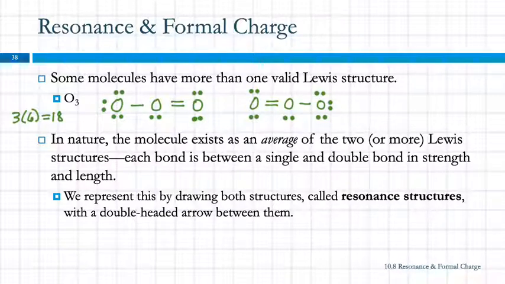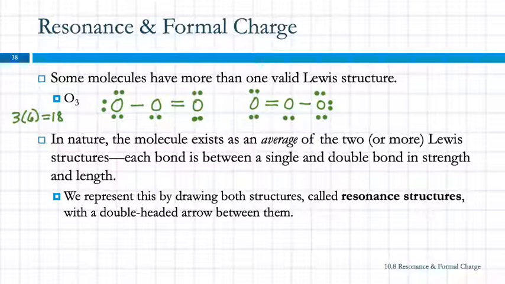Well, the truth is the actual structure is neither. So in nature, this molecule exists as an average of the 2 Lewis structures. We can measure bond lengths, and what we observe for ozone is that the bond length between these 2 oxygens and these 2 oxygens is the same. So it can't be a double bond on one side and a single bond on the other. They've got to be the same. So Lewis theory does not handle this well. And so we kind of have a patch for it, but it's not that great.